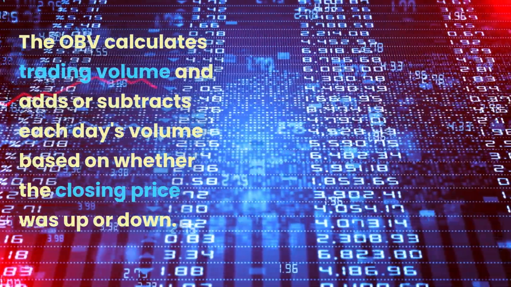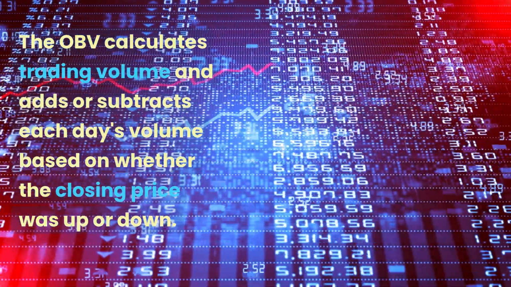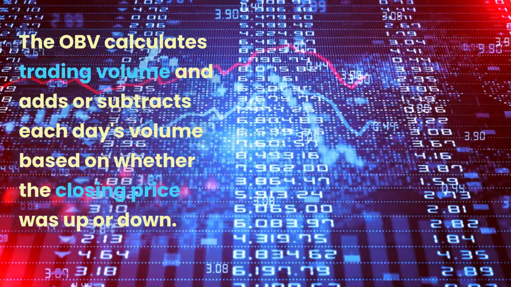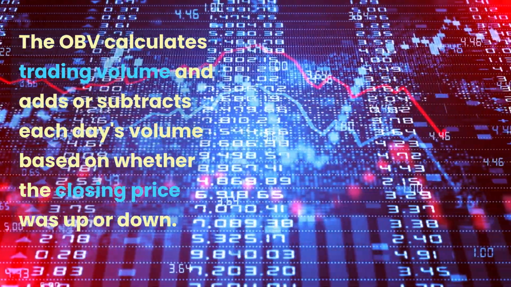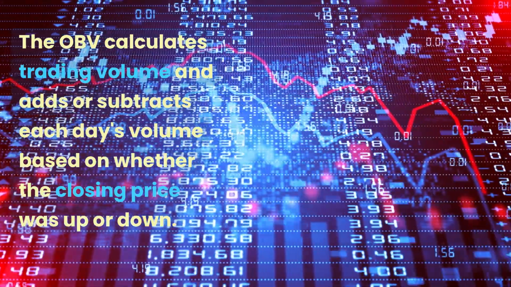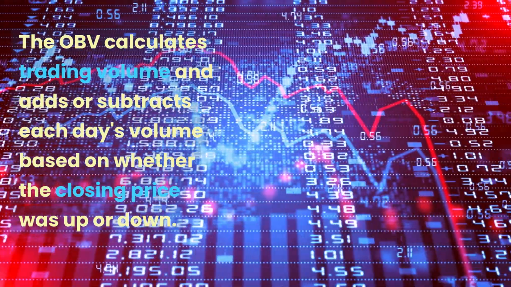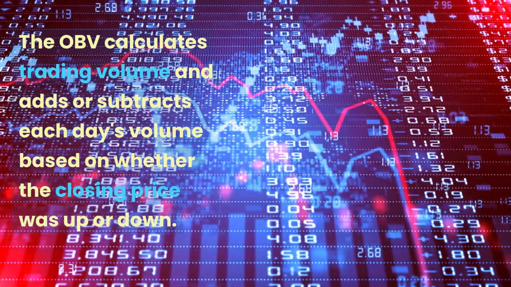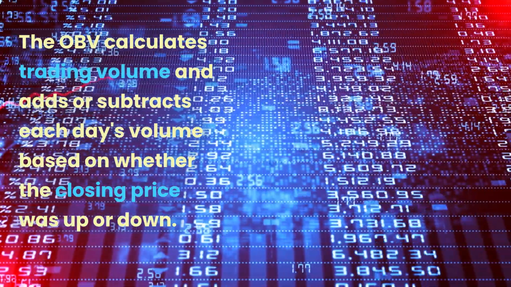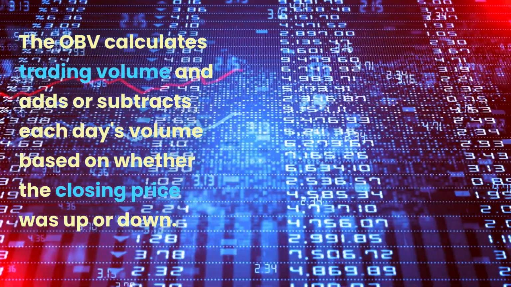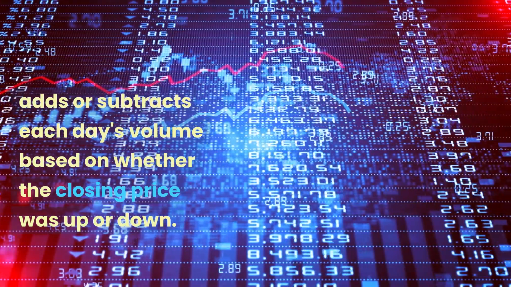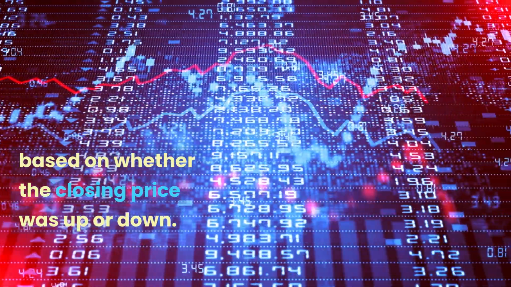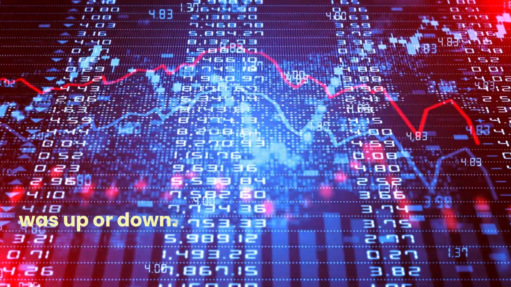The OBV calculates trading volume and adds or subtracts each day's volume based on whether the closing price is up or down. Again, this translates into a more accurate indicator overall because it's not simply just including price but volume, and over the long run, more accurate indicators along with other indicators used in confluence will create more accurate results.